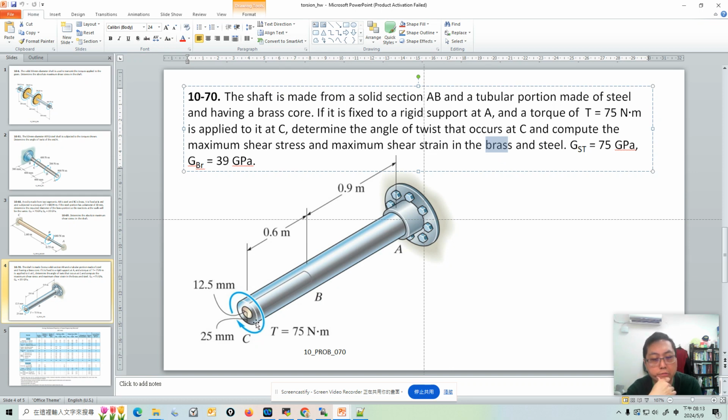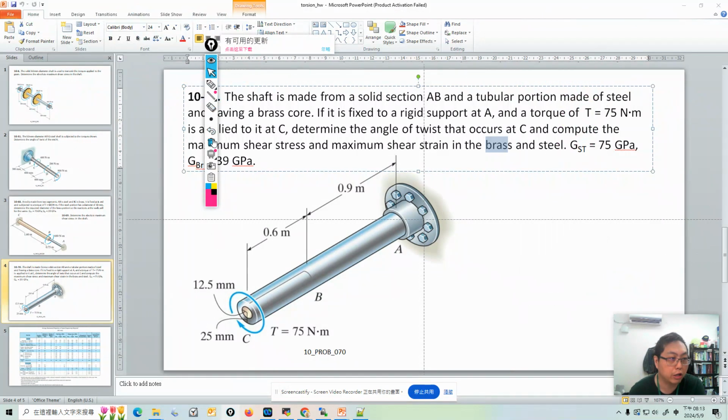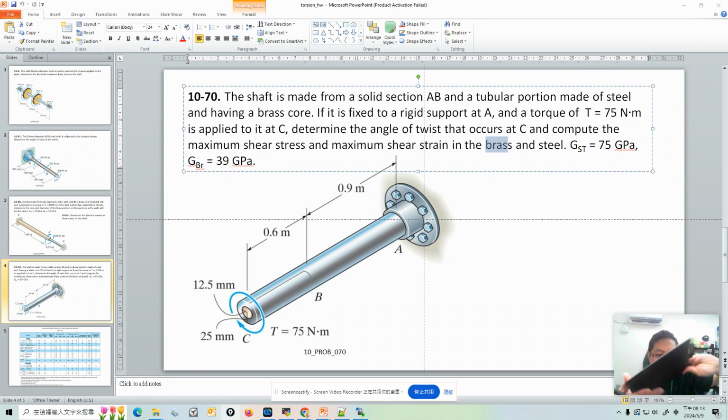So this problem has lots of things you have to calculate. Let's start from the beginning. I'm not sure you noticed this or not, but this problem is also a statically indeterminate problem. But first, I need my pad.